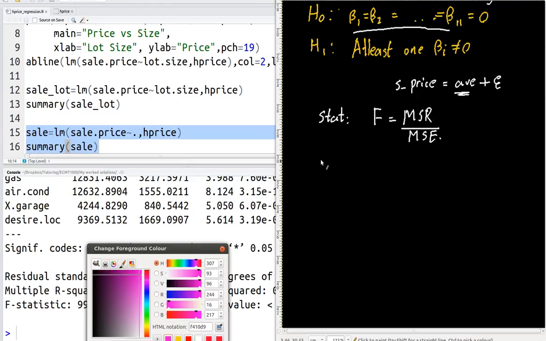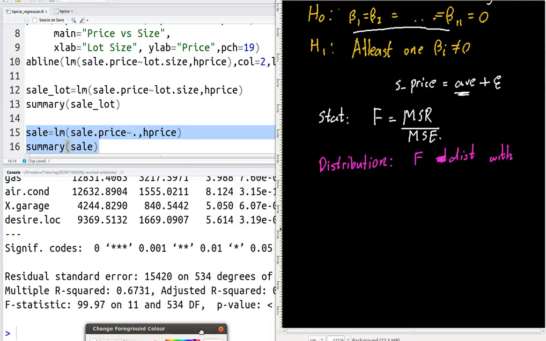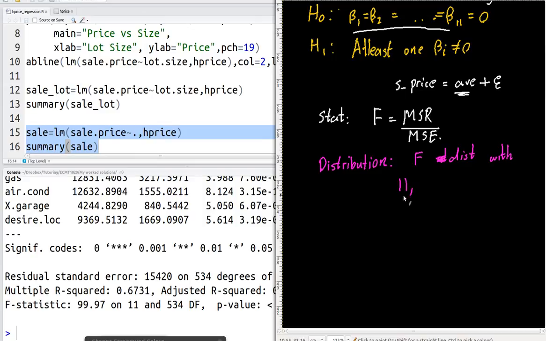Now the distribution. This is a fairly important one that people sometimes miss out on. In this case, it is an F distribution, with degrees of freedom. The degrees of freedom is what people forget. In this case, there are 11 variables, so the first degrees of freedom is going to be 11. There are two sets of degrees of freedom.